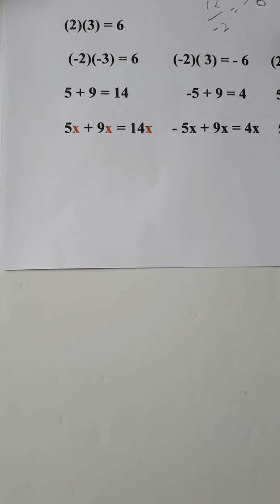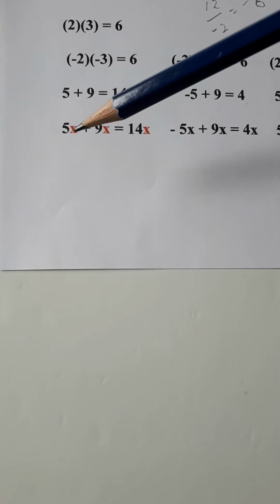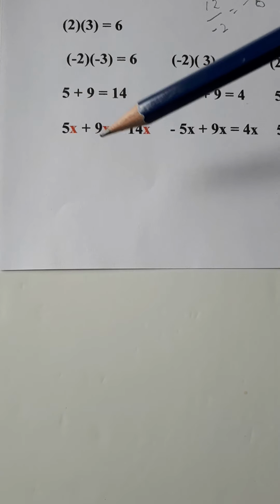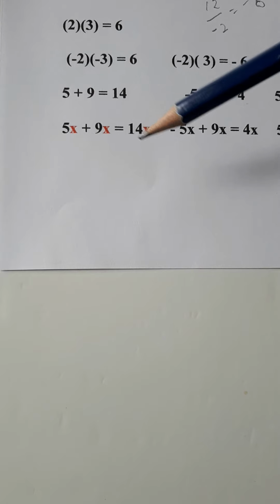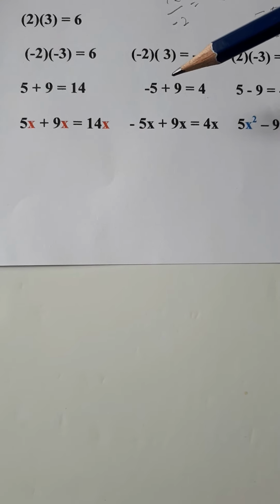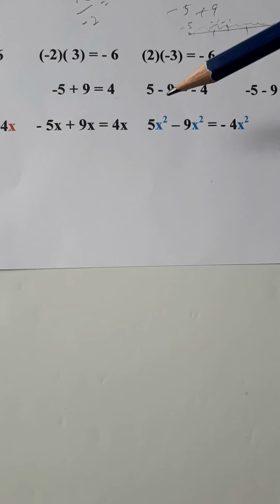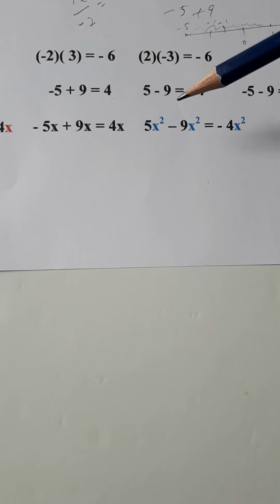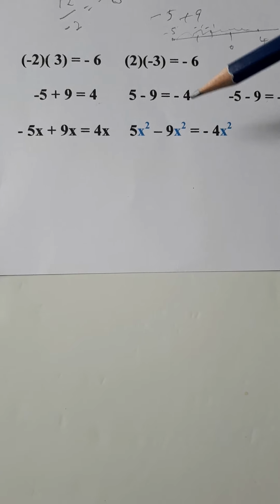Now we know that 5 plus 9 is 14. Similarly, you can put an x there. Instead of 5, you can put 5x, 9x. So the answer will be 14 and then you simply put another x. Same is true with this. Not only x, we can put x squared. 5x squared, 9x squared. So the answer is minus 5x squared.